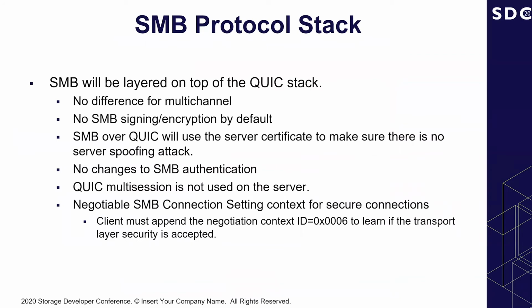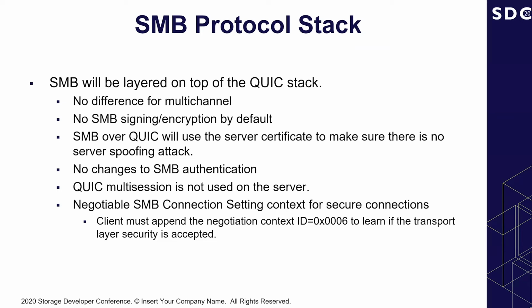With SMB over QUIC, we wanted to discuss what is changing. But all of the SMB features still remain the same. There is no difference. SMB will still establish multiple connections to scale across CPUs, so there is absolutely no difference with respect to multi-channel. We don't use SMB signing and encryption by default because QUIC already provides that for us. In addition, SMB over QUIC will be using the server certificate when QUIC is used as a transport to make sure there is no server spoofing attack. SMB authentication works the normal way. On the server side, we use only a single QUIC session.